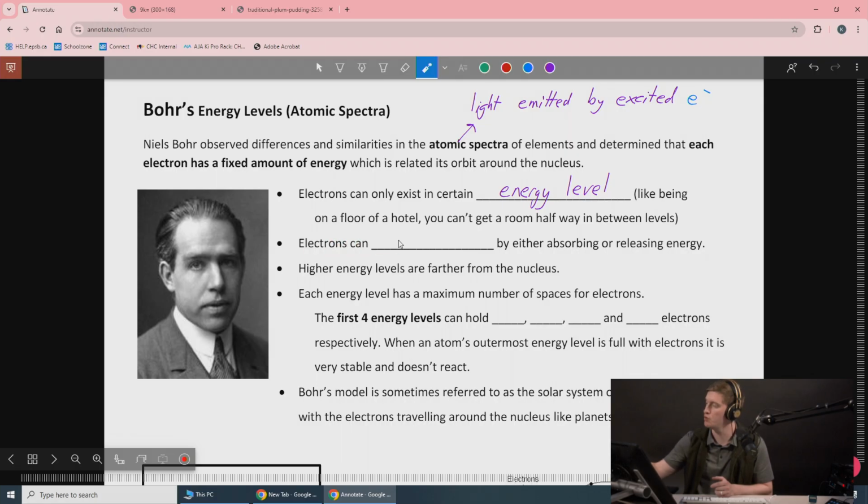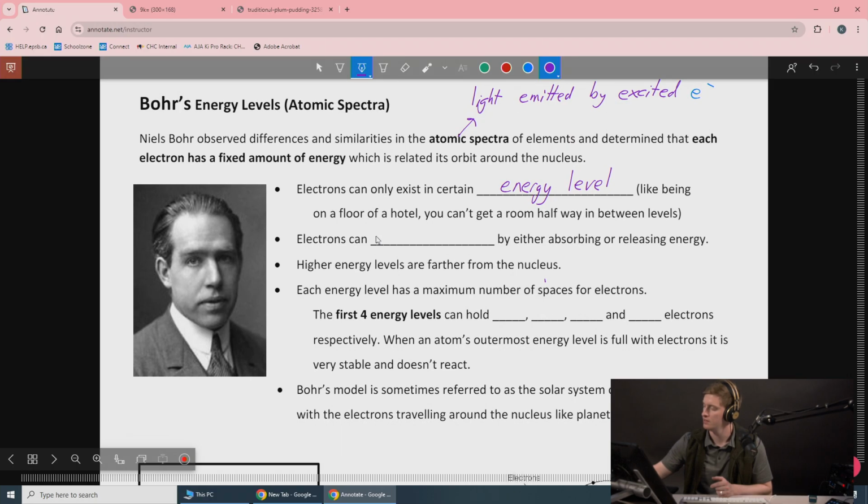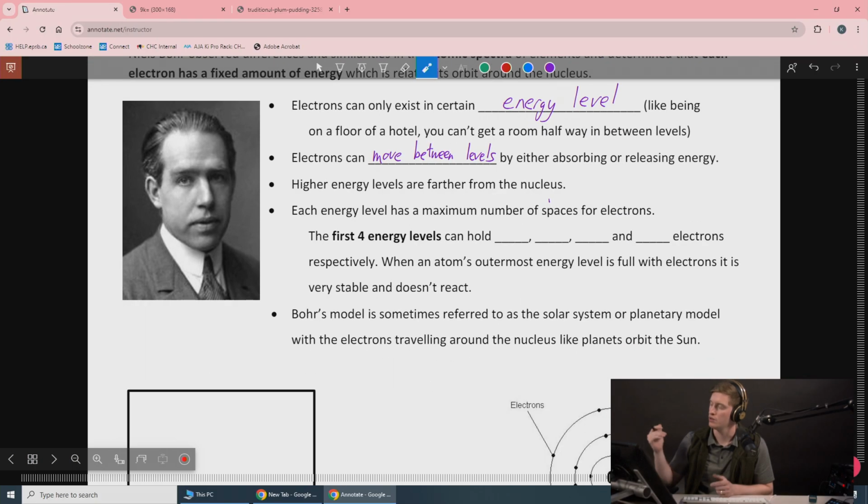Electrons can move between energy levels by absorbing or releasing energy. And the release of that energy is the atomic spectra that Bohr observed. Higher energy levels are further from the nucleus, so lower energy levels therefore would be closer to the nucleus.